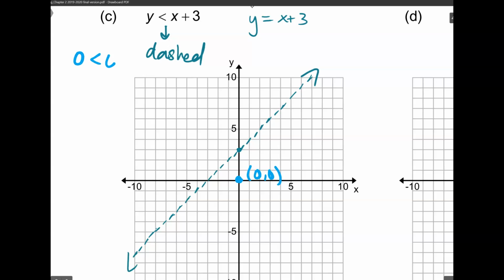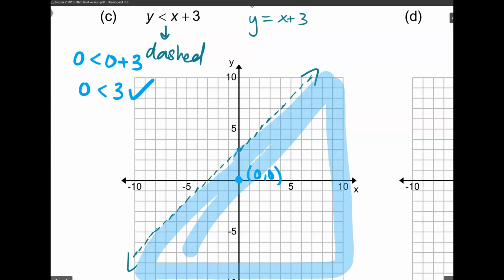So I have 0 less than 0 plus 3. So I'm asking, is 0 less than 3? Is 0 less than 3? Yeah, okay, that works. So whichever side that my point was on, guess what? I'm going to shade it. So let me just grab a color, and I'm going to shade the half that has that point inside of it.